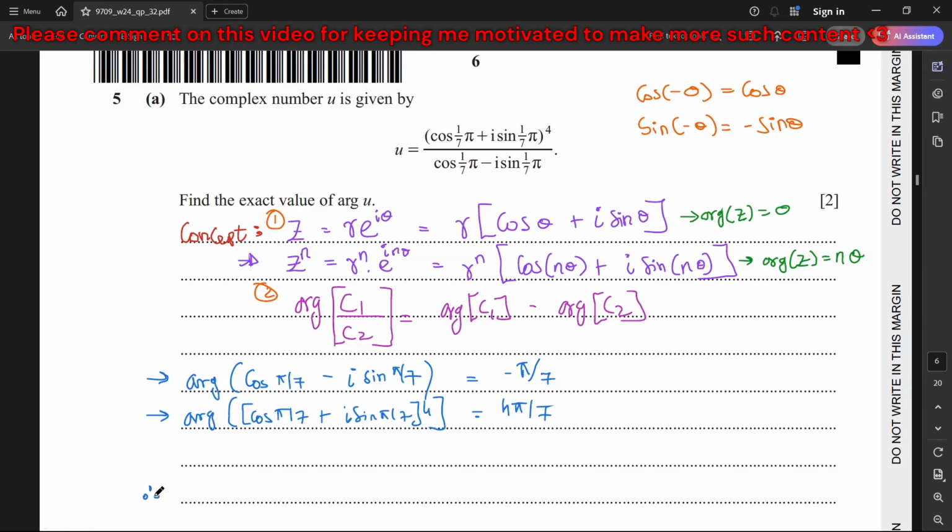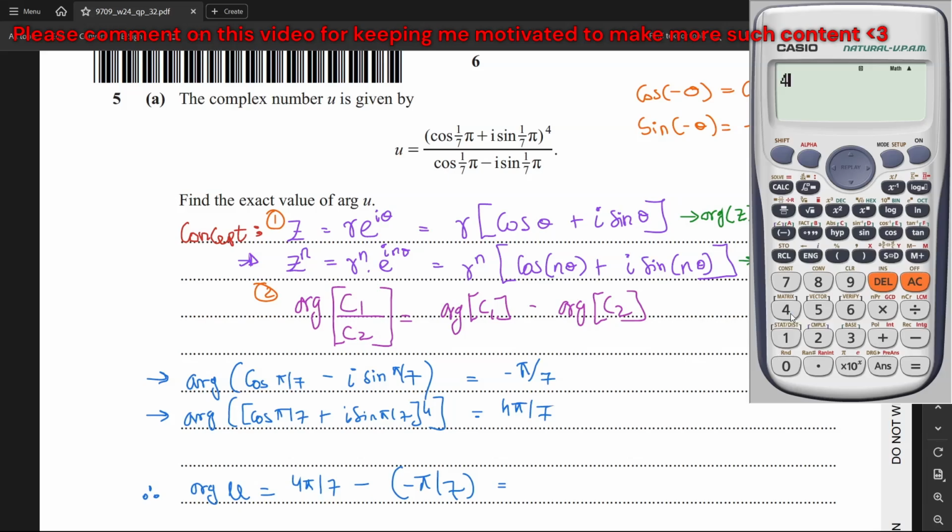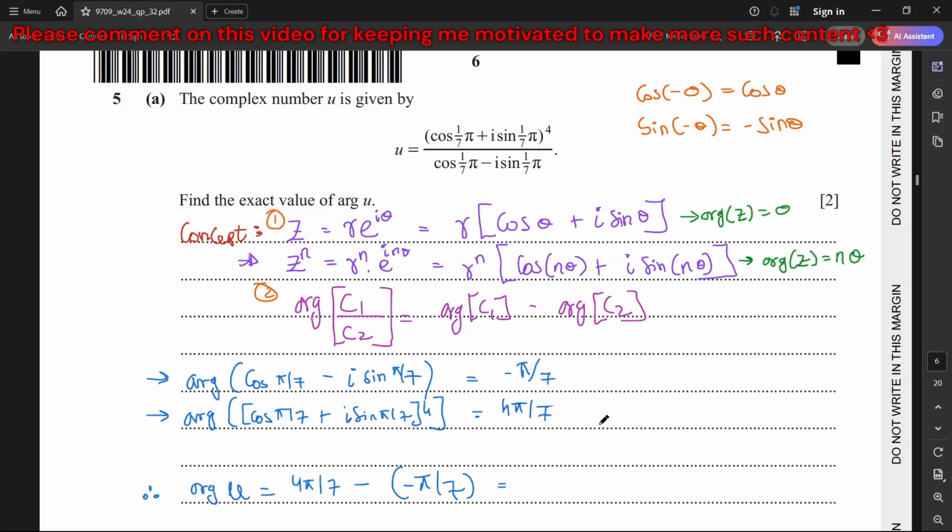And then finally, you can say that the argument of u will be equal to this argument minus this argument, which is 4 pi by 7 minus of minus pi by 7. And let's see what we end up with. So 4 pi by 7, then minus of minus pi by 7. Obviously, if I do it manually, it's going to be 5 pi by 7, but just in case you're not sure, you can always use your calculator. 5 pi by 7 will be your final answer for your first part.